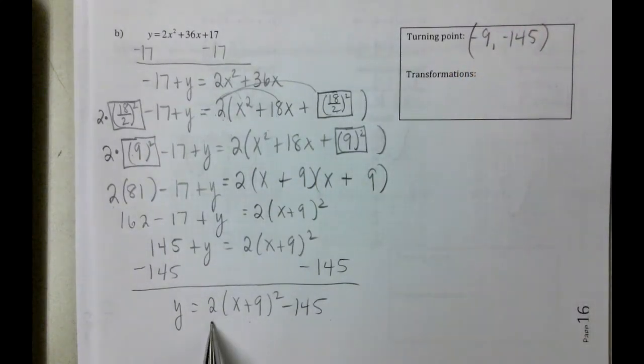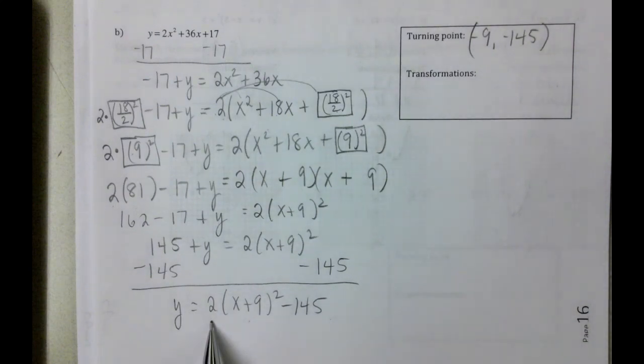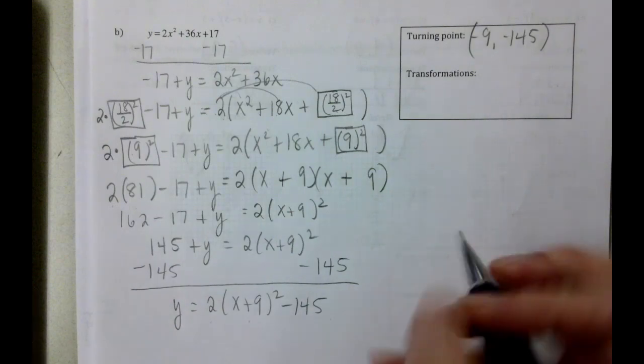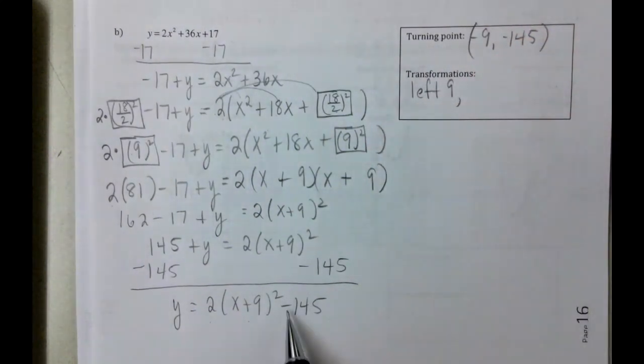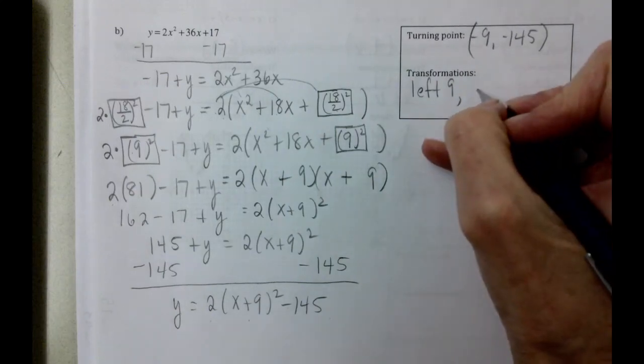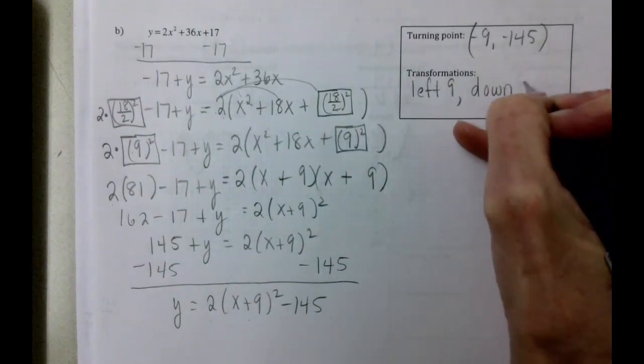This too actually does do something to the graph. Ask your Algebra 2 teacher about that. We are going to talk about it in a later lesson. But our transformations that we're familiar with right now, since we have x plus 9, we're going to move our graph left 9. And then the minus 145 is going to move our graph down 145.